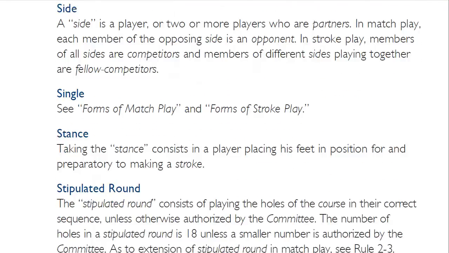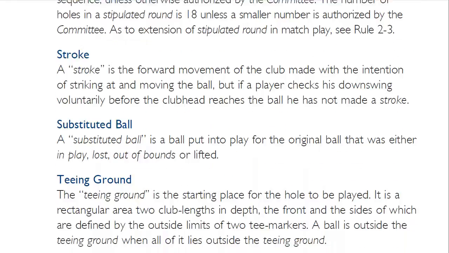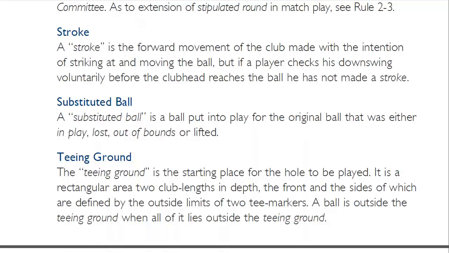and we scroll down to stroke, in my case, we're going to read this. A stroke is the forward movement of the club made with the intention of striking at or moving the ball. But if a player checks his downswing voluntarily before the club head reaches the ball, he has not made a stroke. So there are two big factors in making a stroke. Forward movement of the club is the first one. The second one is intention of striking at the ball. There's that word intention already coming up. It was talked about in the section on how to use the rule booklet.